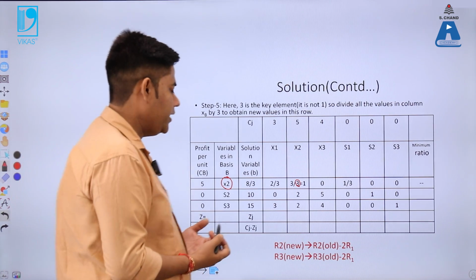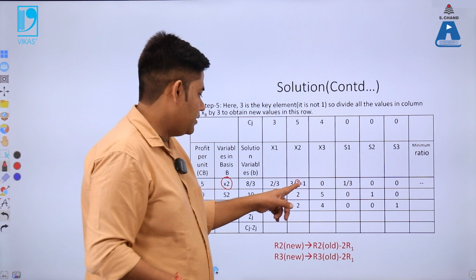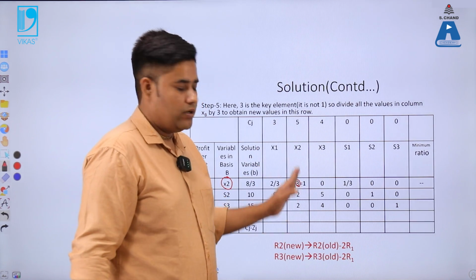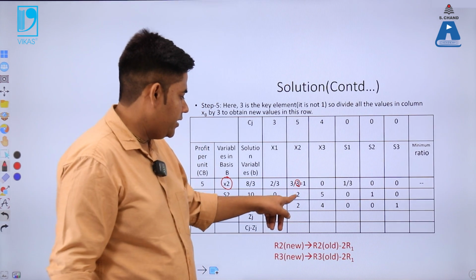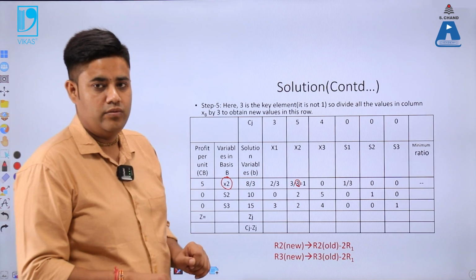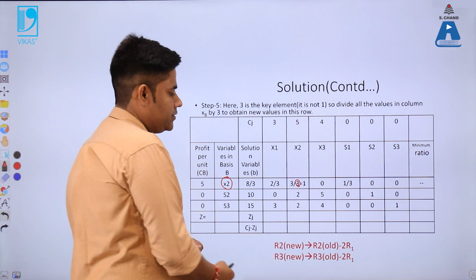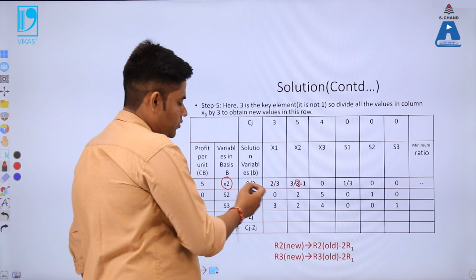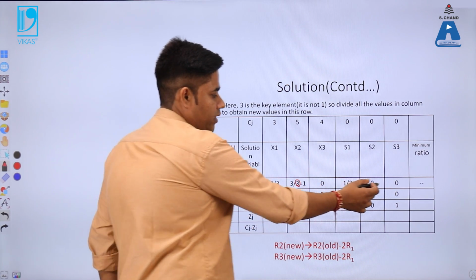Now here it has a particular rule. What is that rule? I need to make that key column element as 1 always, and the elements associated with the particular key column are to be made 0. So I need to make these two elements as 0 and this element as 1. This is the particular rule of the simplex method. So what can be done to get this number as 1? I need to divide the entire row by 3. So 8 divided by 3, 2 divided by 3, 3 divided by 3, 1, 0, 1 by 3 and 0, 0.